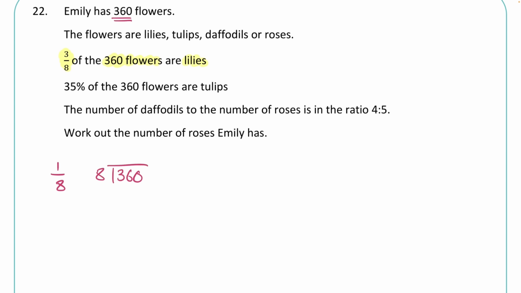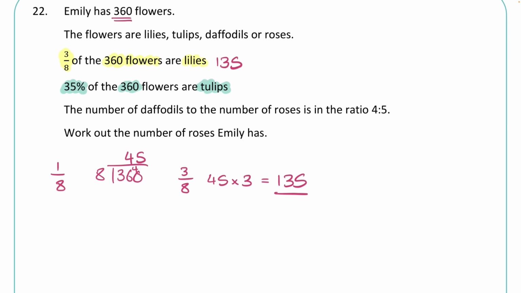8 goes into 36. 8, 16, 24, 32, so 4 times with a remainder of 4. And then it goes into 40 5 times. So 1/8 is equal to 45. 3/8 will be 45 times 3. Take our time to work that out. 40 times 3 is 120, plus the 15, so that is going to be 135. So there's 135 lilies.